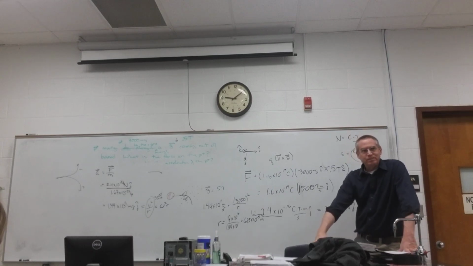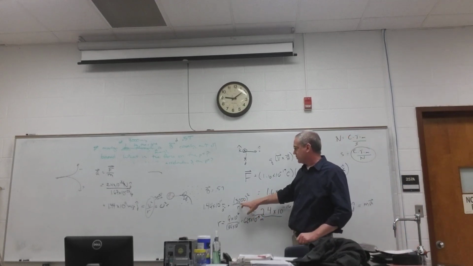Questions at the moment? Where did the numerator value for R come from? This, 3,000 squared. Okay.